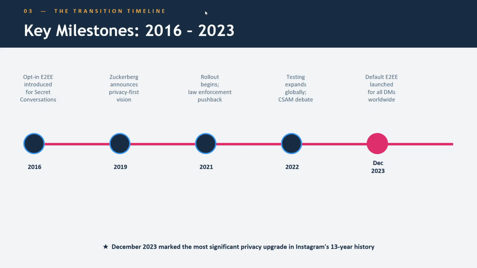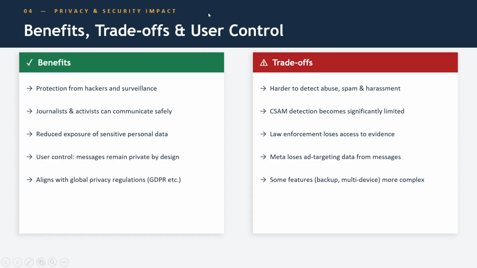By 2021, the encryption rollout had begun and immediately drew fire from law enforcement agencies. Throughout 2022, Meta expanded testing globally while the debate around child safety, especially around detecting child sexual abuse material, or CSAM, intensified. And then in December 2023, it became a reality for everyone. Default E2EE was switched on for all Instagram Direct messages worldwide. That was the moment.